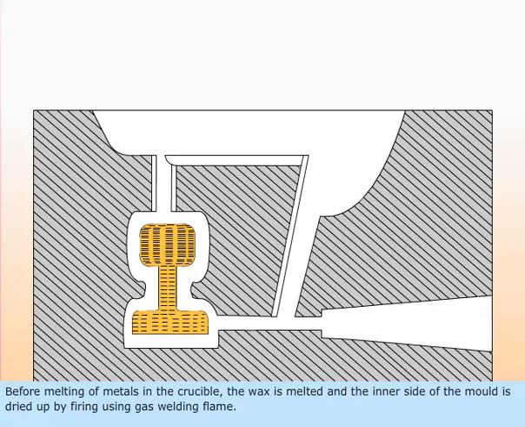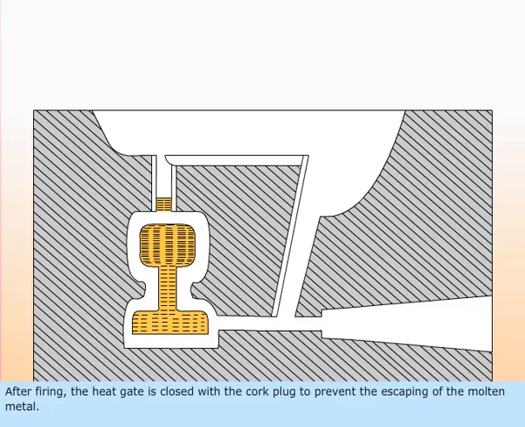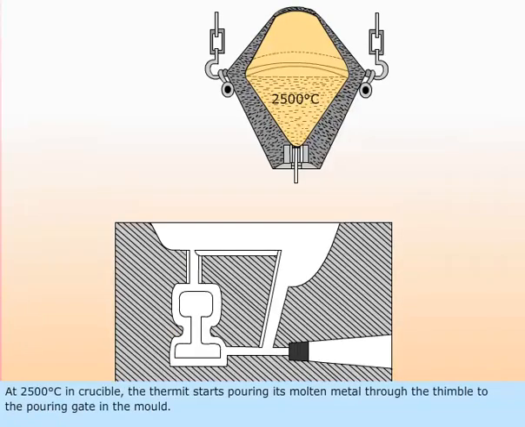Before melting of metals in the crucible, the wax is melted and the inner side of the mold is dried up by firing using gas welding flame. After firing, the heat gate is closed with the cork plug to prevent the escaping of the molten metal. At 2500 degrees Celsius in crucible, the thermite starts pouring its molten metal through the thimble to the pouring gate in the mold.